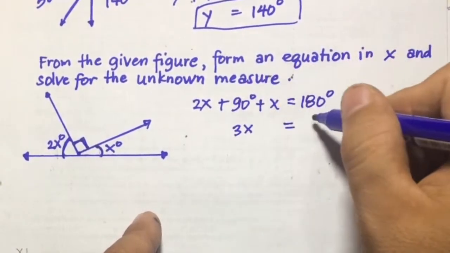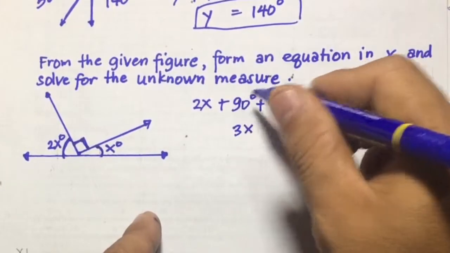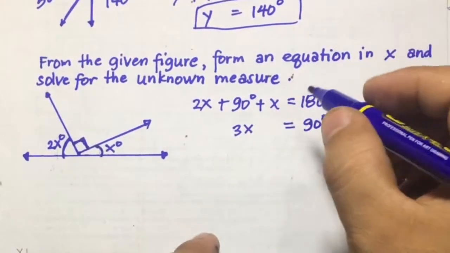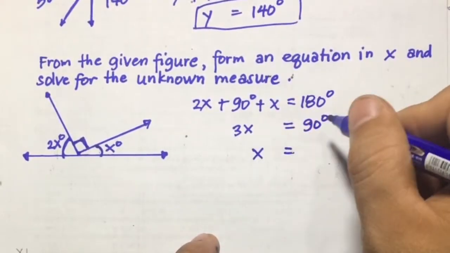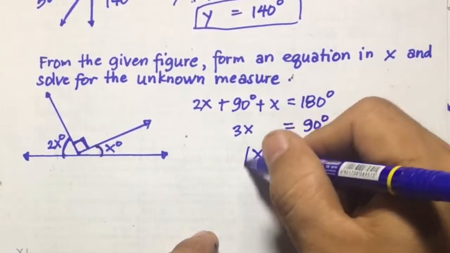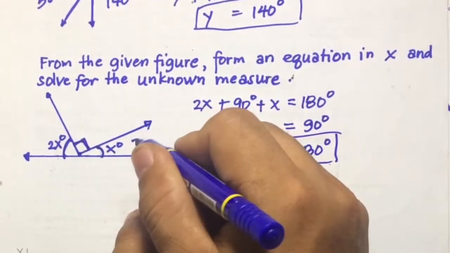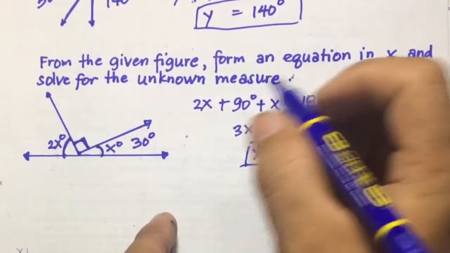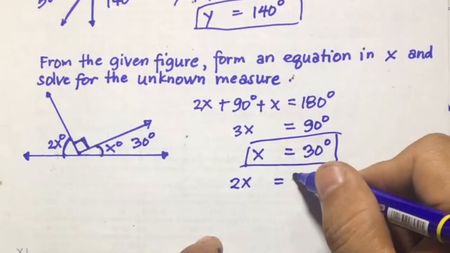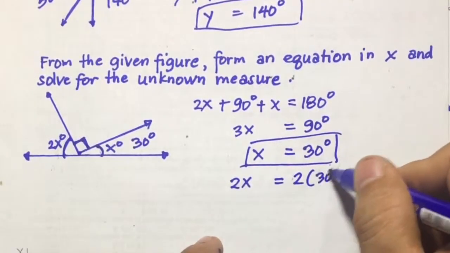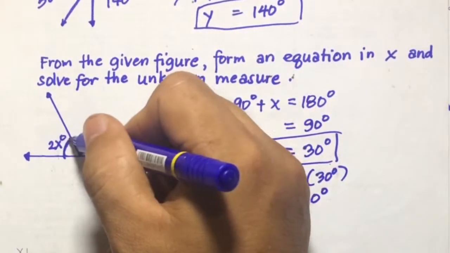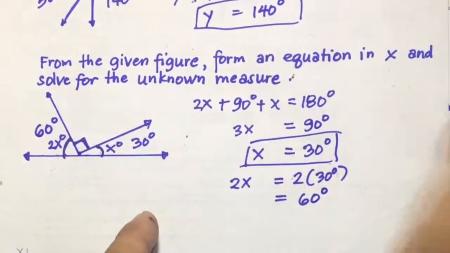Then we're going to transpose 90. This will be 180 minus 90, that will be equal to 90 degrees. Then dividing both sides by 3, we can have x equals 90 divided by 3, which is 30 degrees. So x here is 30 degrees. Then in here, this is 2x, which will be equal to 2 times the value of x, which is 30. So 2 times 30 is 60 degrees. So this angle here is 60 degrees.